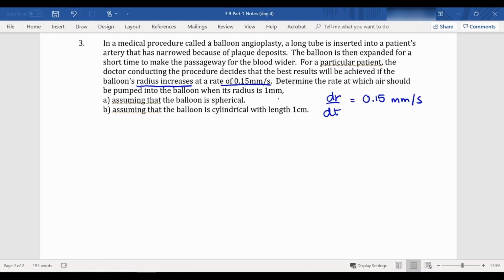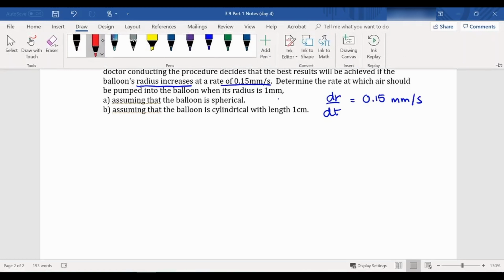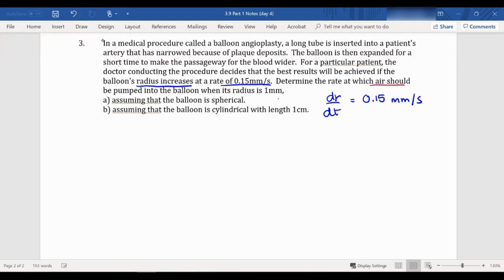So it's saying determine the rate at which air should be pumped into the balloon. So if air is being pumped into a balloon, that is dV/dt.